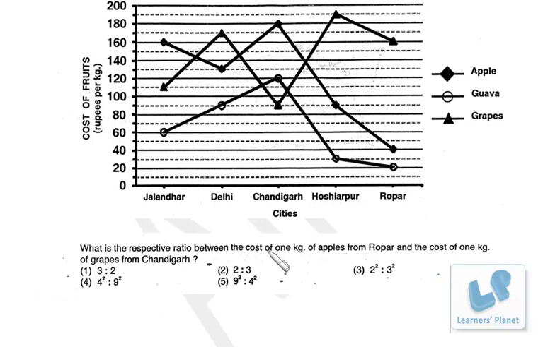What is the respective ratio between the cost of 1 kilogram of apples from Ropar and cost of 1 kilogram of grapes from Chandigarh? So 1 kilogram apples from Ropar. Ropar apple is square, so that's 40, and cost of 1 kilogram of grapes from Chandigarh. Chandigarh grapes, that's 90. So it's 4 by 9, or we can say 2 square is to 3 square. Okay. So that was very, very simple.